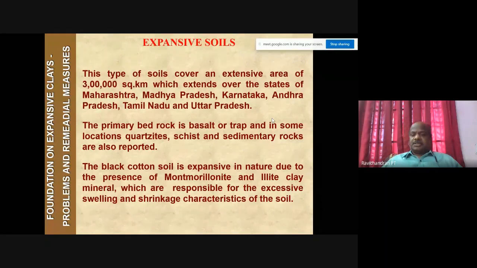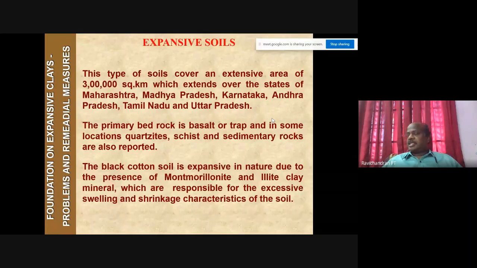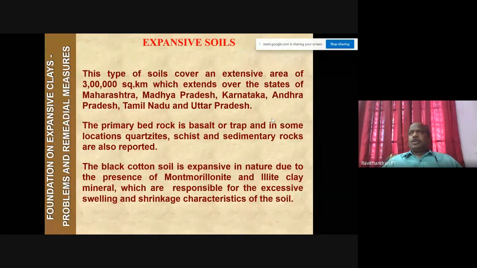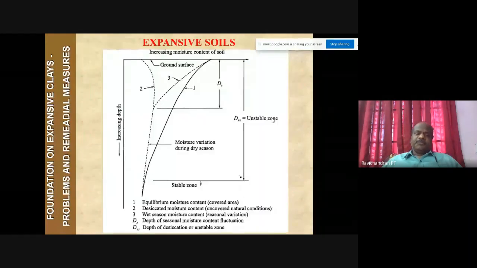Considering the minerals, the expansive nature of the soil is because of the presence of montmorillonite and illite, which are highly responsible for the excessive swelling and shrinkage characteristics of the soil. Now, when may soils expand? With increasing depth, the moisture content is to be taken in three categories: the equilibrium moisture content on a covered area, the uncovered natural condition, and the seasonal variations. All the cases are to be considered.